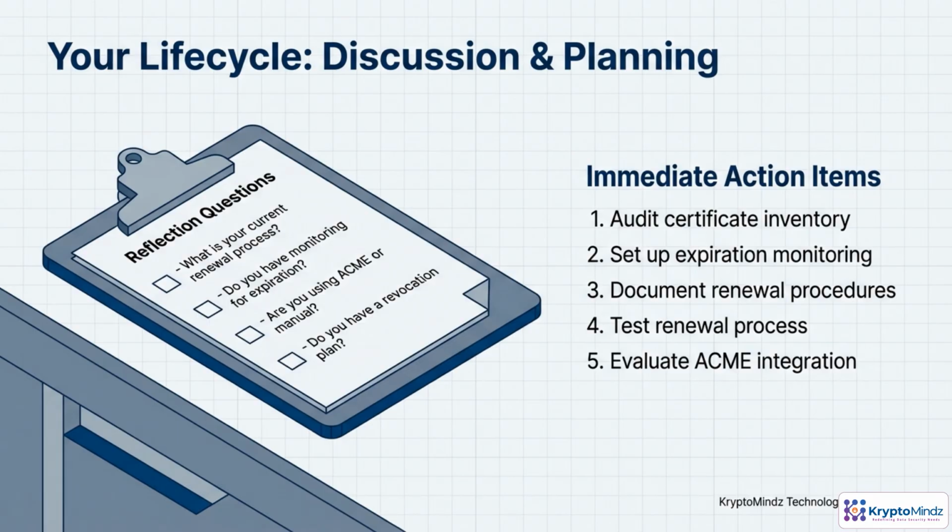Then, make your renewal process boring and repeatable. Document who does what, how keys are generated, how CSRs are created, and how new certs are deployed. And don't just write it down, run tests so you know renewals work under pressure. Finally, look at where automation protocols like ACME could safely reduce manual effort and human error. Your goal is a lifecycle that is visible, monitored, documented, tested, and wherever possible, automated.